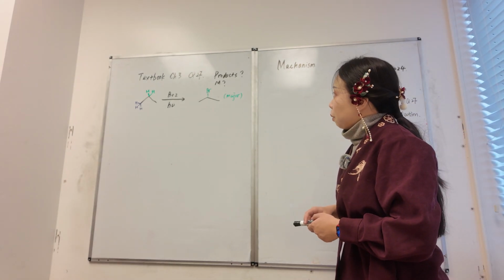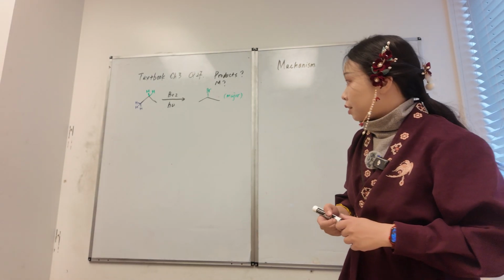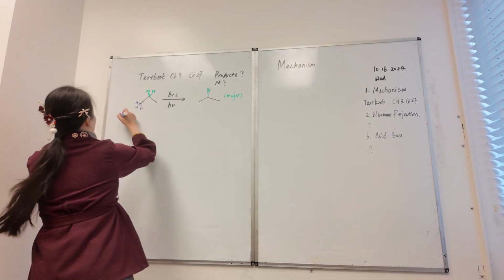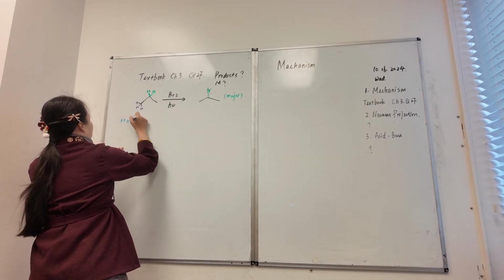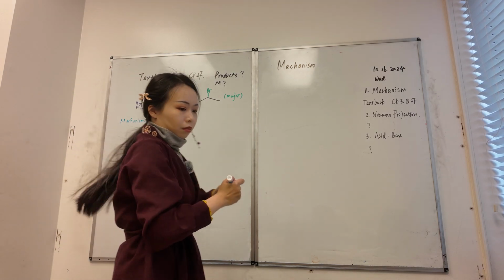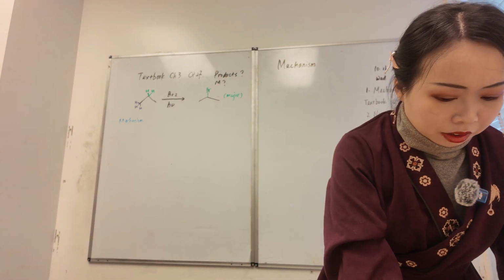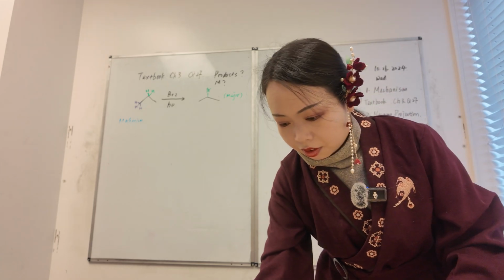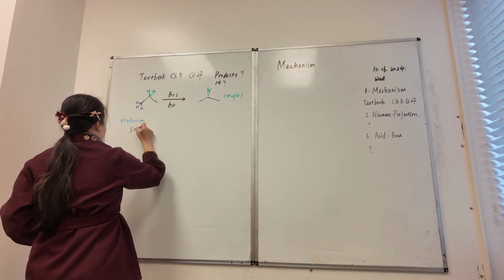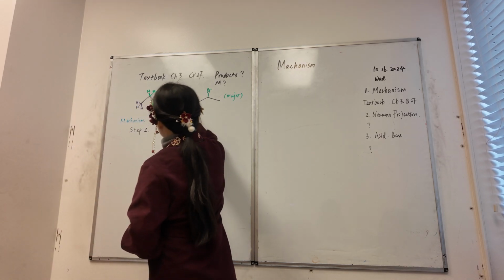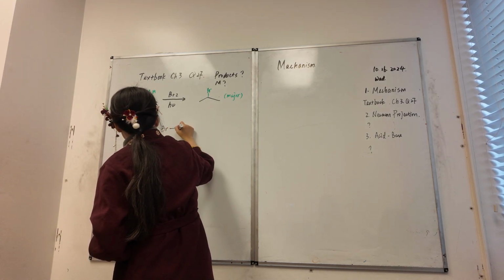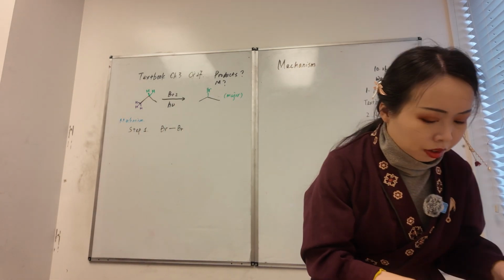Okay, so the second part of the question asks for a mechanism. Specifically, we'll write the mechanism. Step 1. Your bromine is forming the radical.